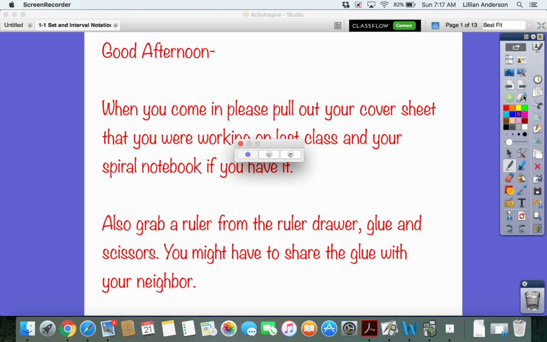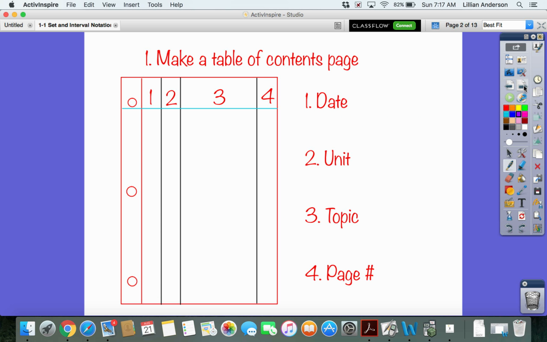If you don't have your spiral notebook with you today, please make sure that you bring it, because we're going to be taking our notes and doing everything within it, okay? On that first page, we're going to make a table of contents, and I want you to use the ruler to make nice, clean, straight lines, and divide your first page into sections and label those sections. Section 1, label it the date. Section 2, the unit. Section 3, the topic. And section 4 is going to be the page number, okay? So instead of putting 1, 2, 3, 4, you actually put date, unit, topic, and page number, okay?